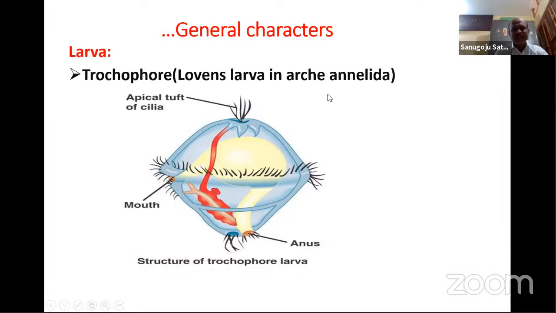This is not given in our textbook, even though it is important, children. The Archiannelids are primitive annelids which are not included, but it is asked many times in the MSET and NEET examination. That's why it is very much important. Loven's larva looks like the same trochophore larva, but its name is different. It was first coined by the scientist called Loven. He said that the trochophore larva of the Archiannelida is called a Loven's larva.